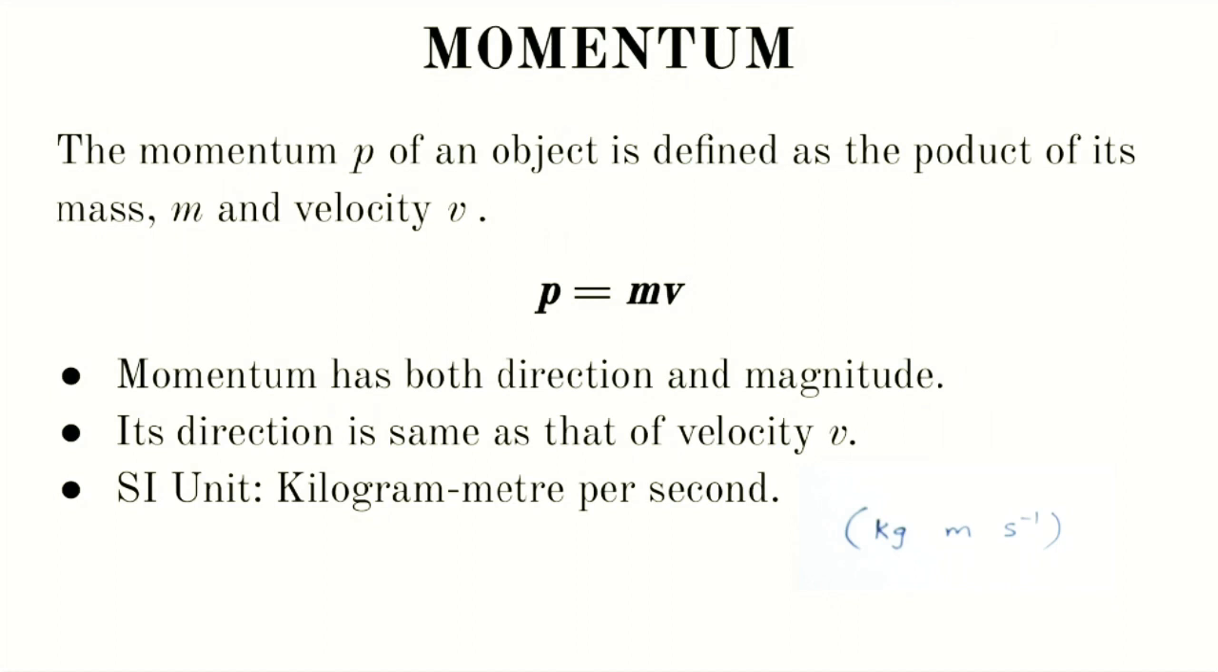The momentum has both direction and magnitude. That is because velocity, being a vector quantity, has direction, and therefore the direction of momentum is the same as that of velocity v. The unit of mass is kilogram and the unit of velocity is meter per second. Both the units combined together give us the SI unit of momentum, that is kilogram meter per second.